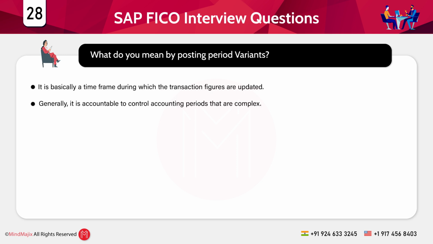The next question is, what do you mean by posting period variance? So it is basically a time frame during which the transaction figures are updated. Generally, it is accountable to control accounting periods that are complex.